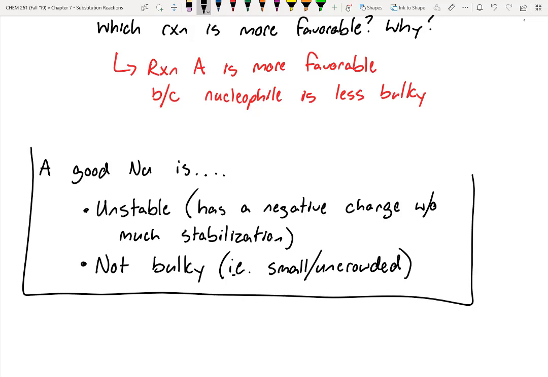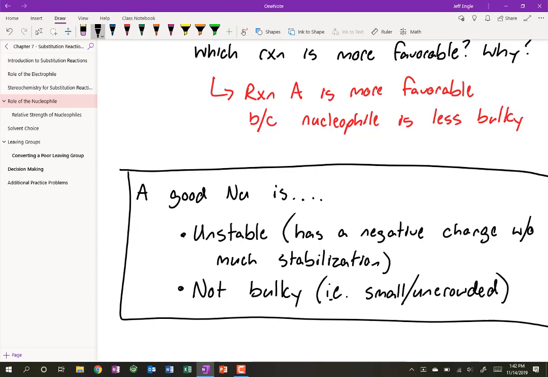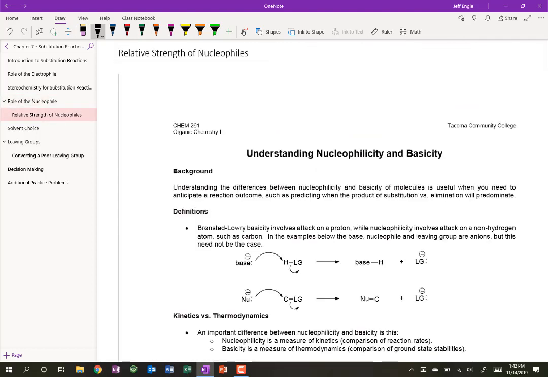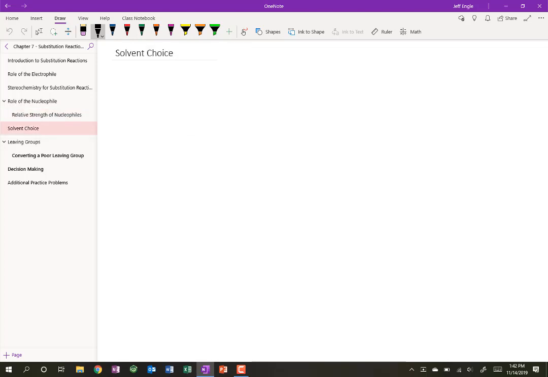All right, so these are the two key features of a good nucleophile. We have to pay attention to both of them when we're looking at this. Does that make sense? All right. So now let's go to our next page. Actually, I'm going to skip this for right now, and instead we're going to jump to solvent, and then we'll go back to that page.